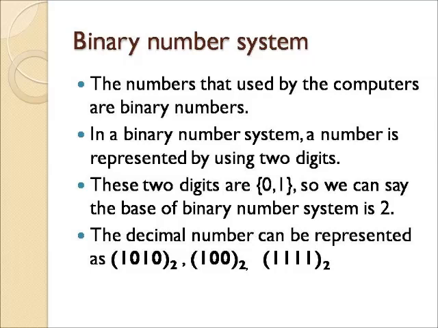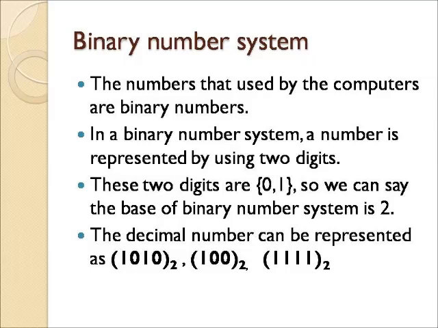Here also you can see the representation of binary numbers: 1010 to the base 2, which means 1010 is a binary number. Please note that in binary numbers we have only 0 and 1 as digits, right? So 100 to the base 2, 1111 to the base 2. These are examples of binary numbers.